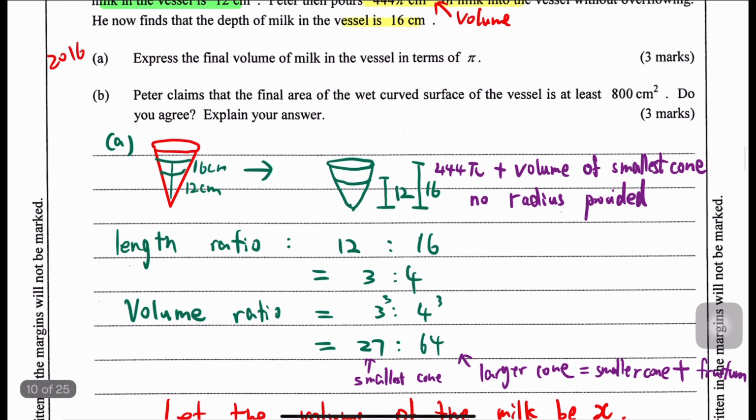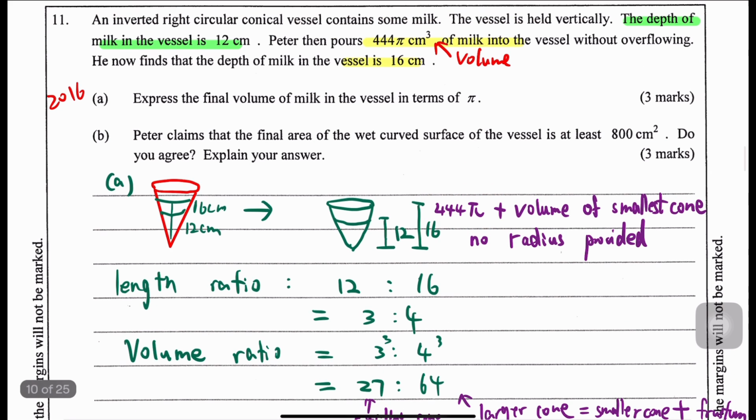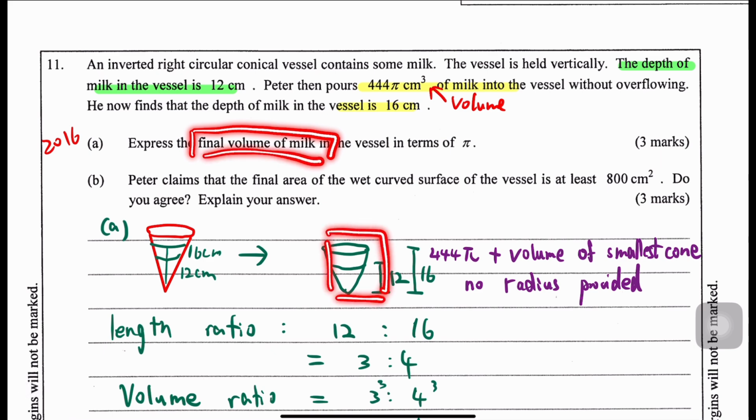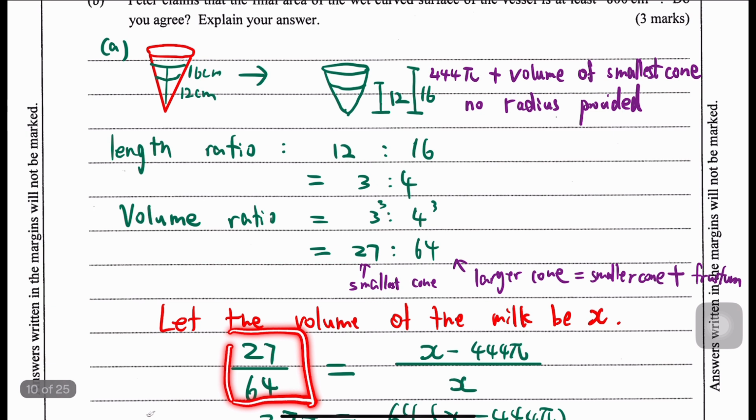Okay, so when we have the ratio, we now know that we need to make use of the 444π provided to us, because we only have two numbers. One is the ratio 12 to 16. Another one is the volume 444π of the first term. Then how can we use the volume of the first term to help us find the entire cone's volume? You know that this ratio actually equals the smaller cone. How do we calculate the smaller cone?